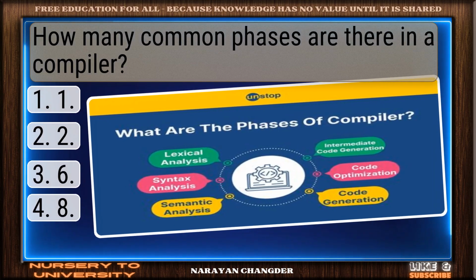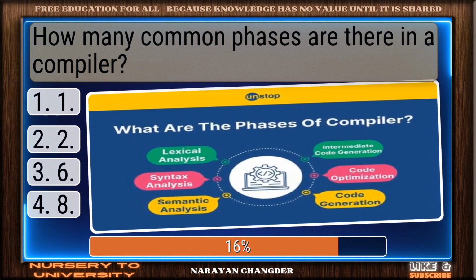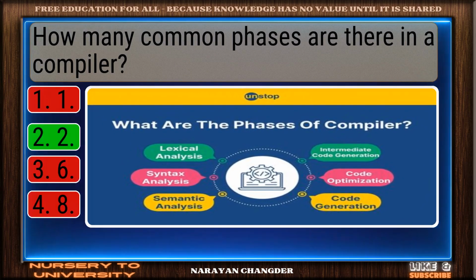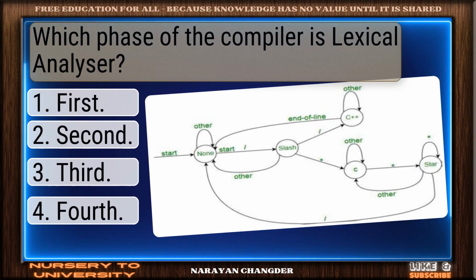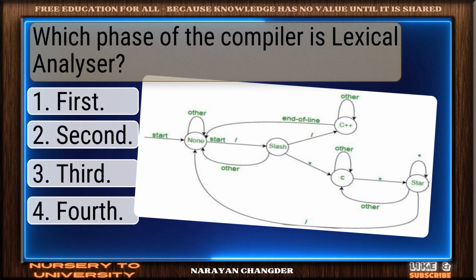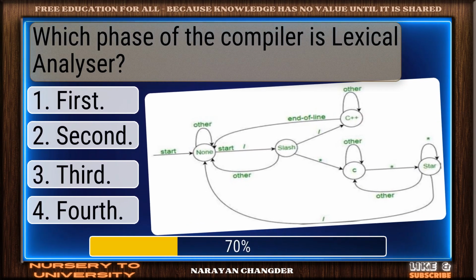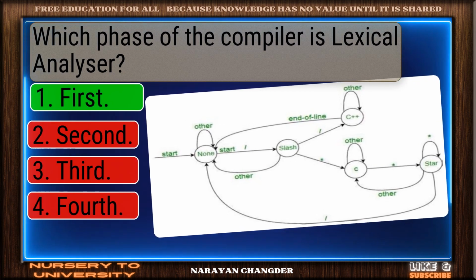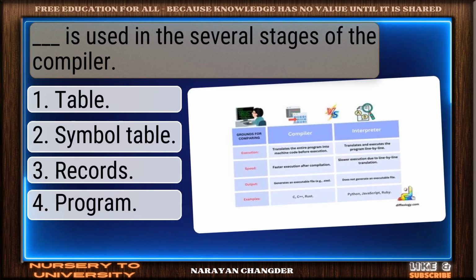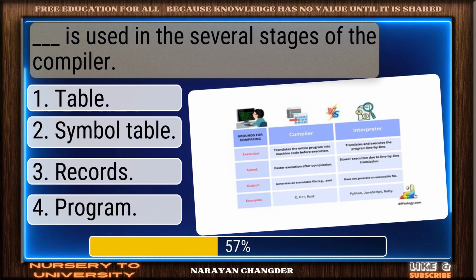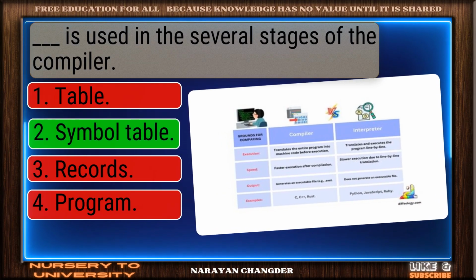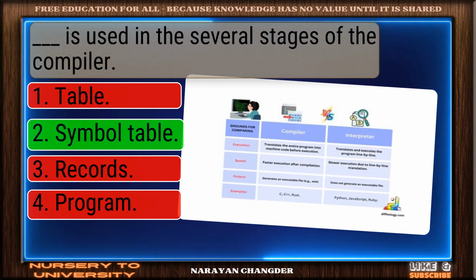How many common phases are there in a compiler? Great thinking. 2 is right. Which phase of the compiler is lexical analyzer? Right again. First is valid. Dash is used in the several stages of the compiler. Bravo. Symbol table is the answer.